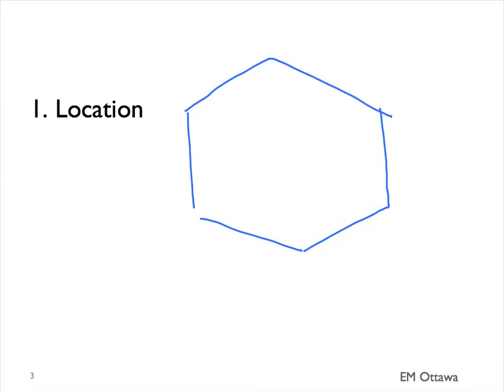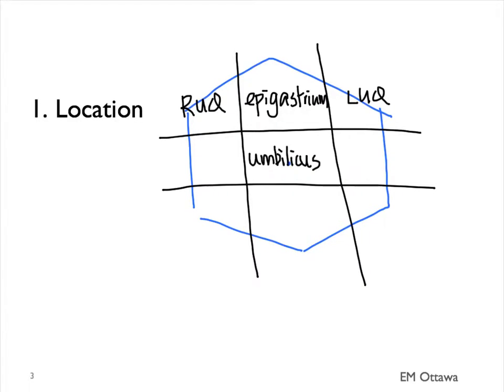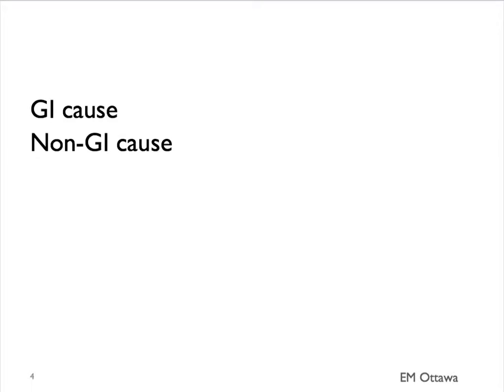First, location. We can divide up the abdomen into mainly 9 different areas, with the umbilicus right in the middle. We now have the right upper and left upper quadrant, the epigastrium, the umbilicus area, right and left flank. Both of these also include the posterior part, right lower quadrant, left lower quadrant, and the hypogastric area. For each location, we want to discuss the GI causes and the non-GI causes.